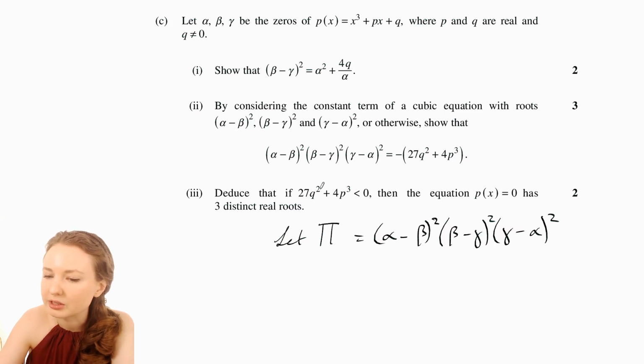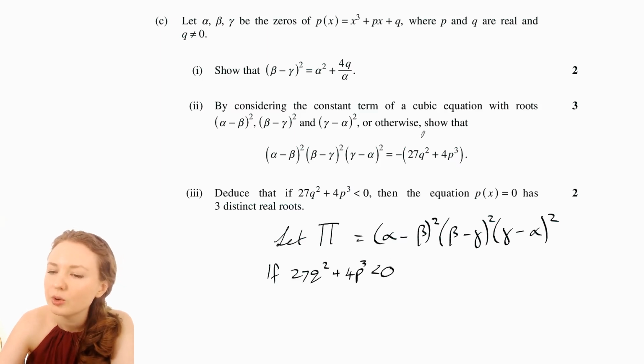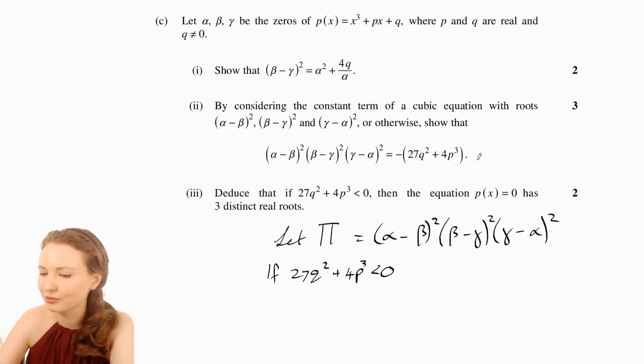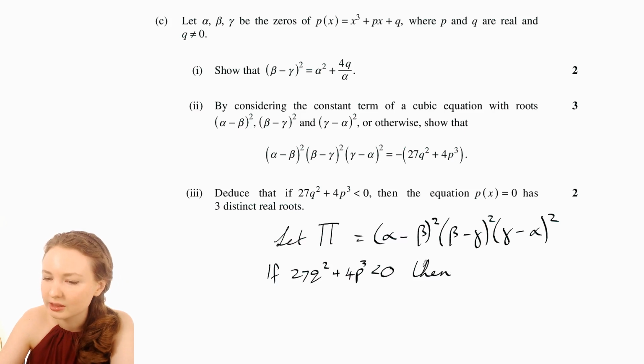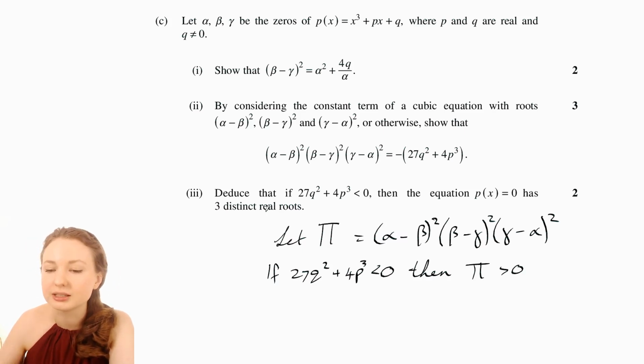So let's see what happens if this is negative. So if 27q squared plus 4p cubed is less than 0, what happens here is that we've got a negative here, and then negative of a negative is positive. So we will get that that product is positive. All right, let's think about how we're going to show that we've got 3 distinct real roots.